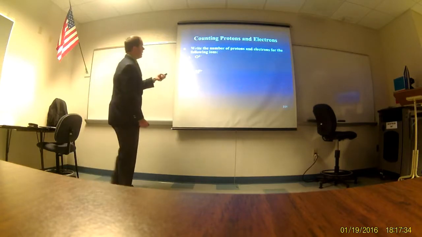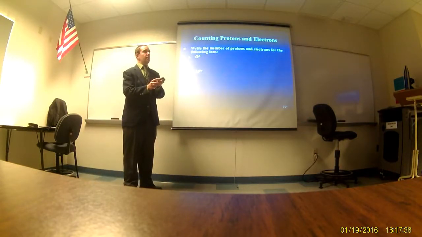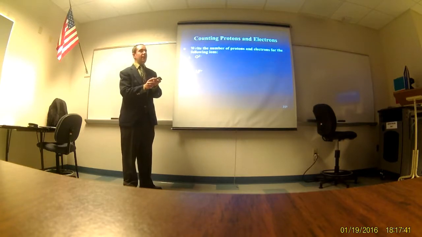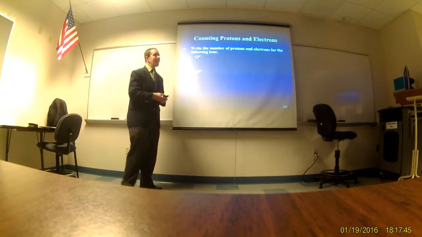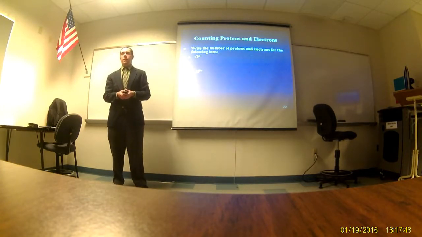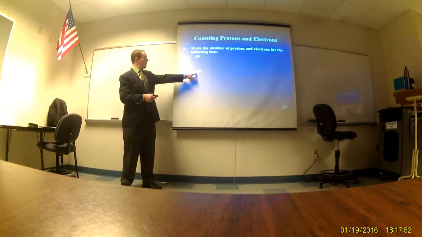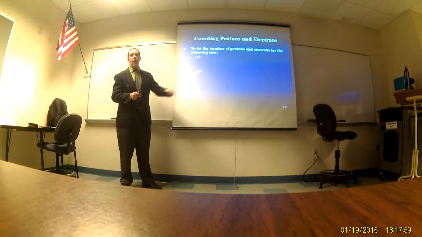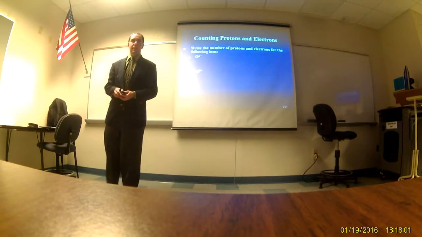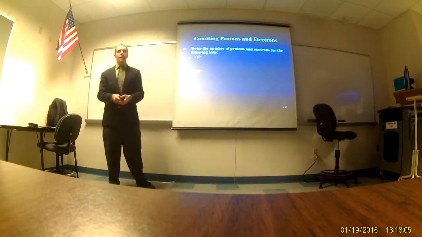What about this oxide ion? How many protons does it have? 8. Oxygen is 8, so it has 8 protons. How many electrons does it have? 10. 8 plus 2 is 10. There's an aluminum ion. Aluminum is there. 13 protons. How many electrons? 10. 13 minus 3 is 10.